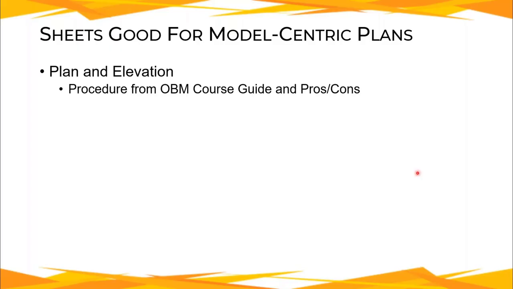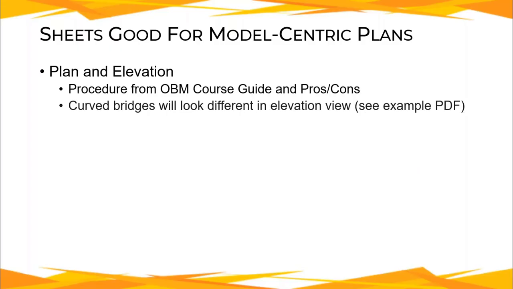Some of the cons of the model-centric plans for the P&E sheets, and this is where it gets people arguing, is that curved bridges will look a little different in an elevation view. The way we draw the elevation views is this flattened out, technically unrealistic view of a bridge, but we do it because it's easy to convey the information we want, and it's a graphical view that's not used for construction by any means, since it's not true in a sense.